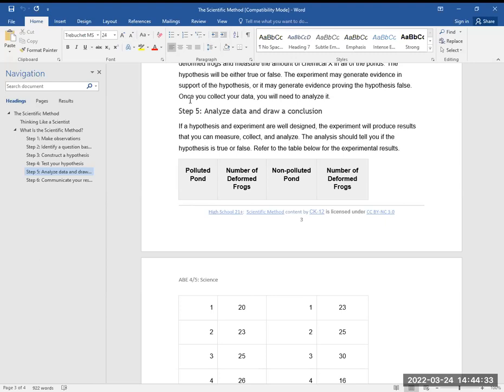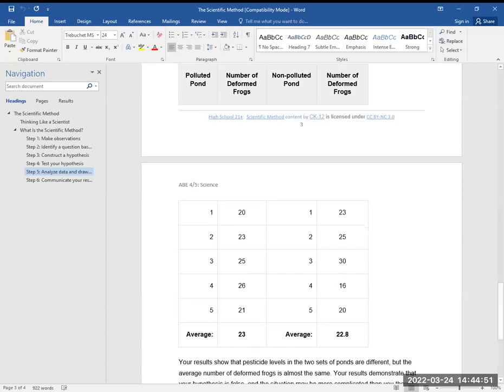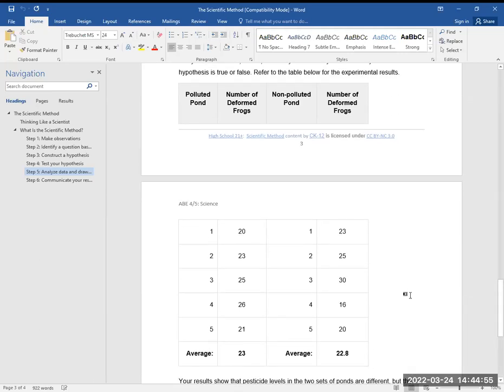Yeah? Of course, there are quantitative and qualitative answers, but those are different. You do have a scale of some sort. All right. So the analysis should tell you if the hypothesis is true or false. Let's take a look at this data set. Okay. So what do we have?